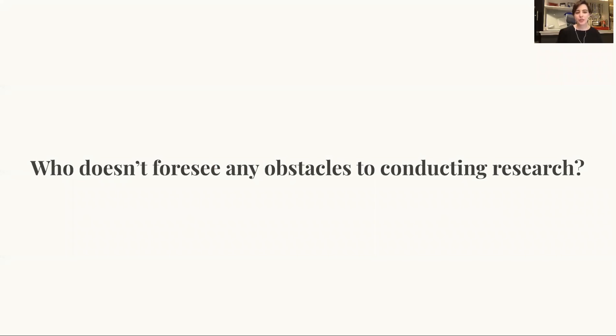So, let's think about this question. Who, when you think about your next round of user research, doesn't foresee any obstacles to conducting that research? Probably isn't a sentiment that very many of us can identify with, right? We can all think of things that might go wrong or challenges we might run into along the way when we think about talking to our users.